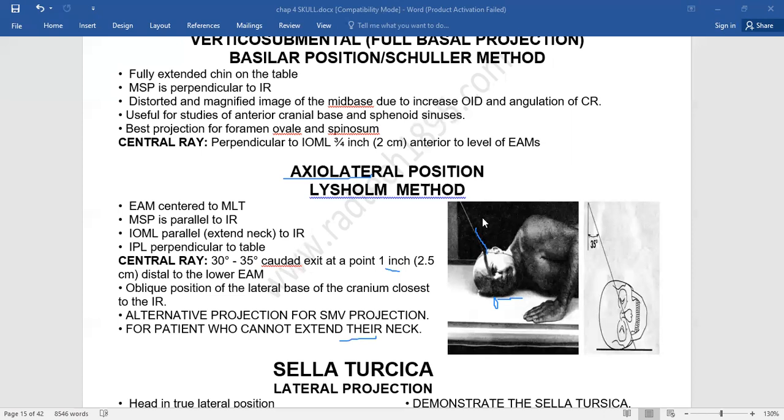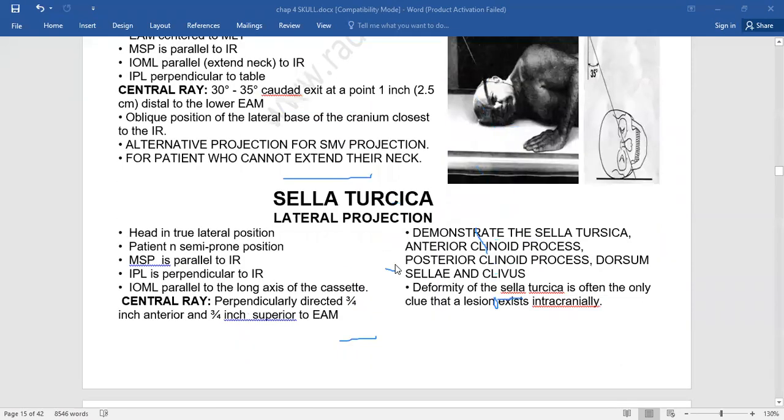Okay? So next we'll proceed sa sella turcica. So sella turcica, as we have discussed previous lesson natin, can be found sa skull also. So first projection is the lateral projection. The patient's head must be in true lateral position. So naka-semi-prone siya. Parang pareho siya ng Lysholm. Kaya lang walang central ray. Walang angulation ng central ray.